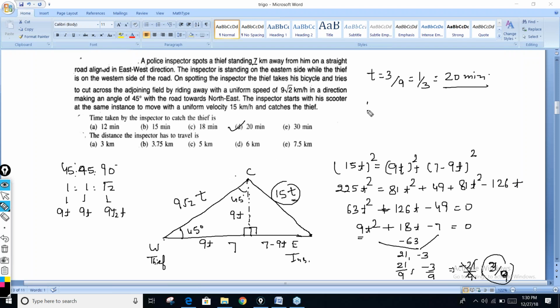And how much distance? The distance traveled is 15t, and t is 1 by 3 hour. So the distance traveled is 5 kilometers. That is the second answer. So we use again the geometry, and in most of the questions you are going to use geometry rather than the sine cos formula. Remember these kind of things so that it is easier to solve these questions. So 45, 45, 90, the ratio is 1 is to 1 is to root 2. So that is 90. So remaining side will be 7 minus 90, and then I apply the Pythagoras. Done. Come to the next one.